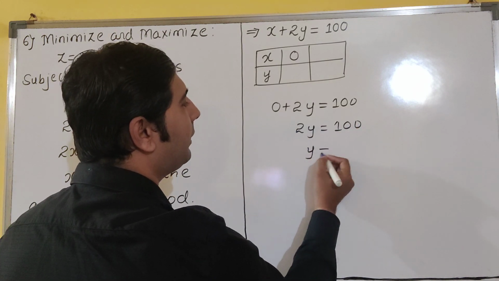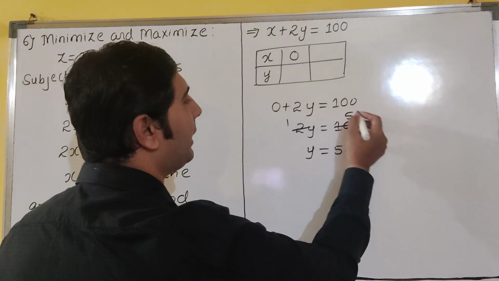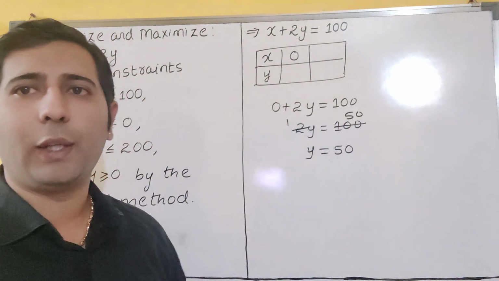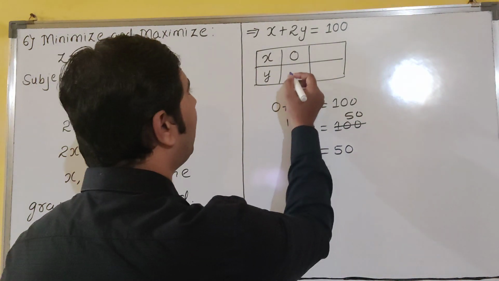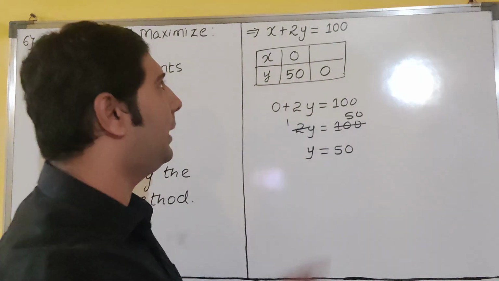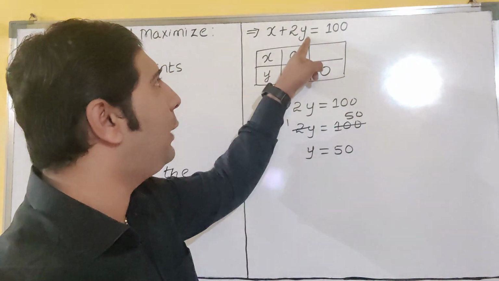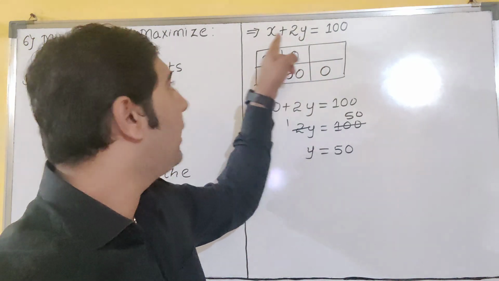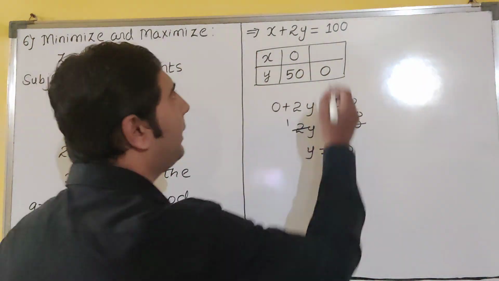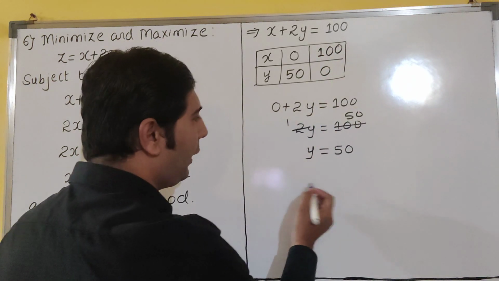2 ones are 2, 2 fifties are 100, dear students. Y is equal to 50 we got. When x is 0, y value is 50. So when y is 0, you can do it directly. So y value you keep as 0 here. 2 into 0 is 0. X plus 0 is x. X is equal to how much? 100, dear students. I hope you are getting it.